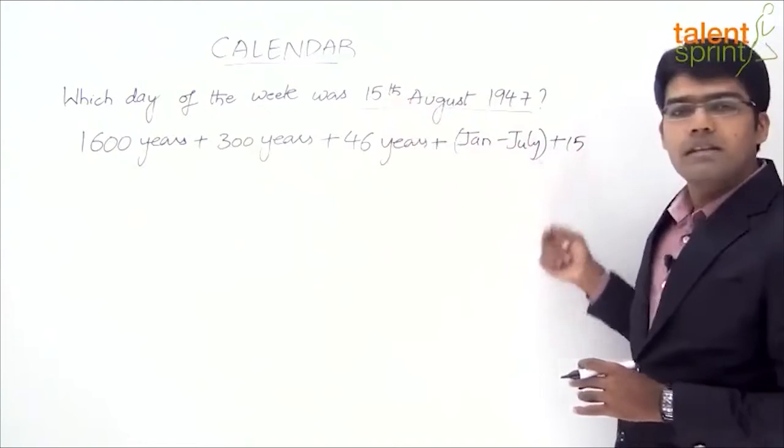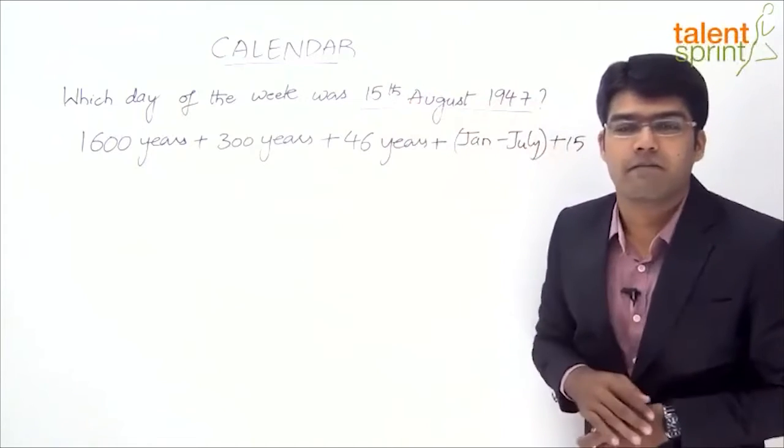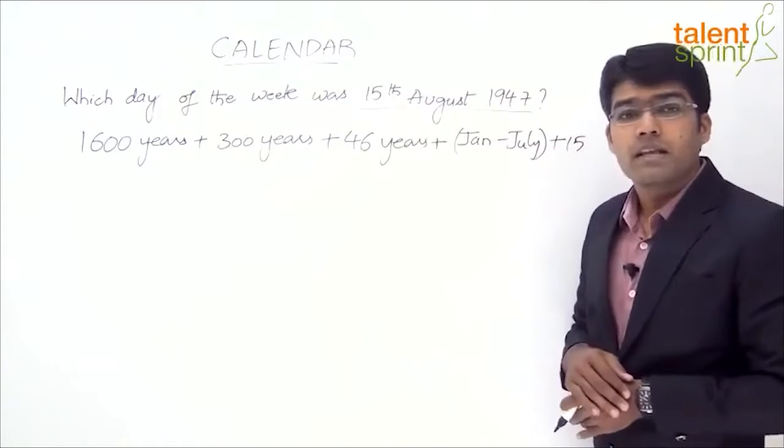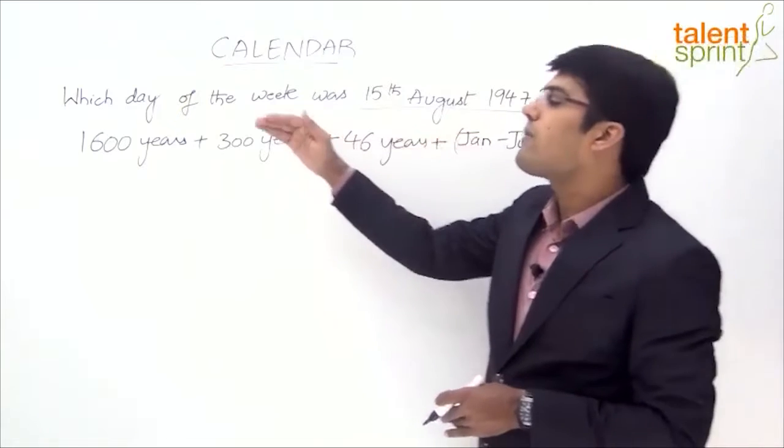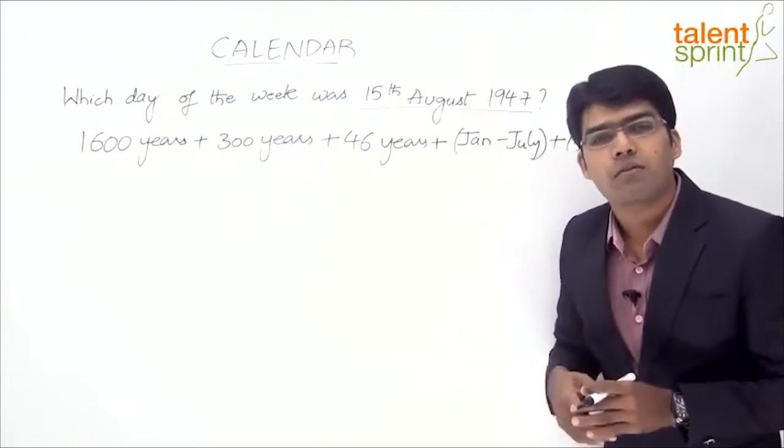So 15 will give you the final date here. By adding all these, we get this date, 15th August 1947. Now we will calculate the number of odd days for each of these terms and add all of them together to get the total number of odd days.